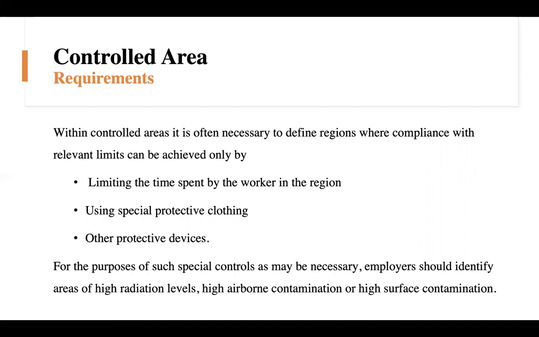radiation protection using special protective clothing and other protective devices. For the purposes of such special control as may be necessary, the employer should identify areas of high radiation level, high airborne contamination, or high surface contamination. And you will use signs for that, even inside the controlled area. So we have two classifications: the main controlled area, I mean radiation area, controlled and supervised. Inside the controlled area, if there are different activities, you also have to classify that area with the RSO and employer to put some measures and requirements to make use of these kinds of regions.